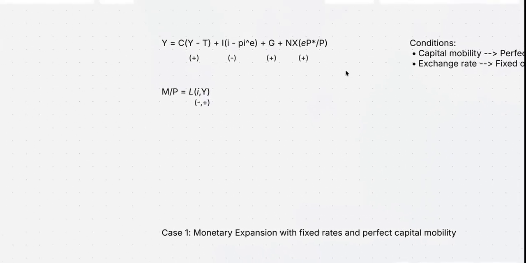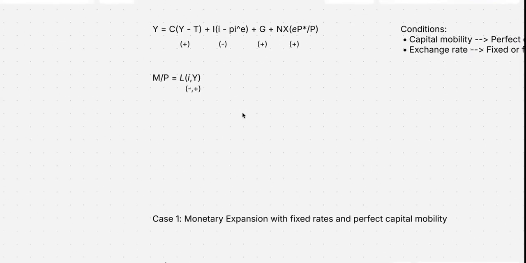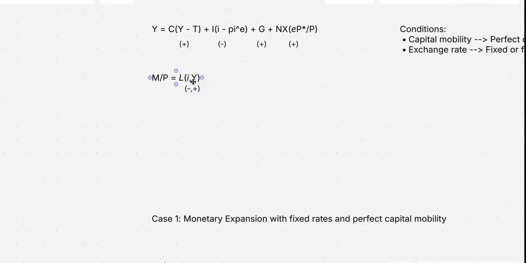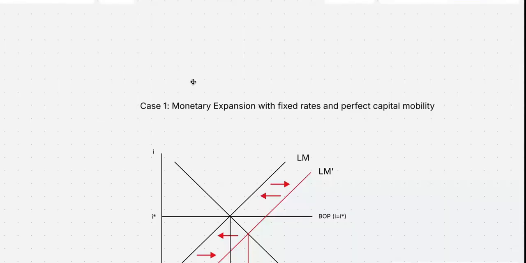So when the interest rate falls, what happens then? Because the interest rate falls, investors will look at other markets where the interest rates are higher to buy bonds in order to earn more interest on their money, which leads to a massive capital outflow.